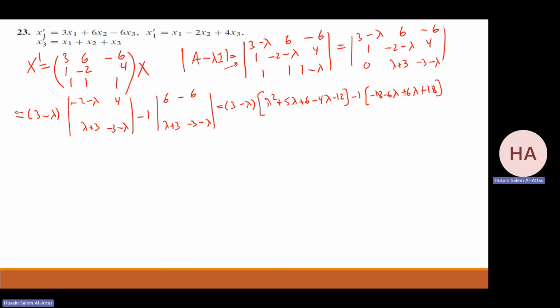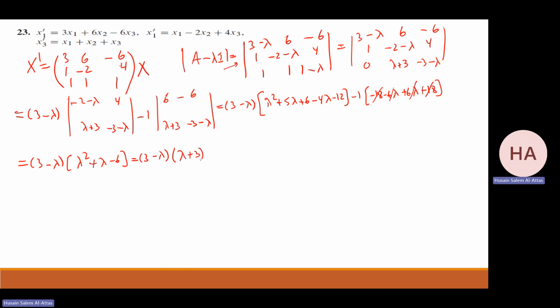Am I right? Yeah, -18 minus 6 lambda. This is minus, so 6 lambda plus 18. Everything cancelled here. That's good. So I have 3 minus lambda times what? This is lambda square plus lambda minus 6.